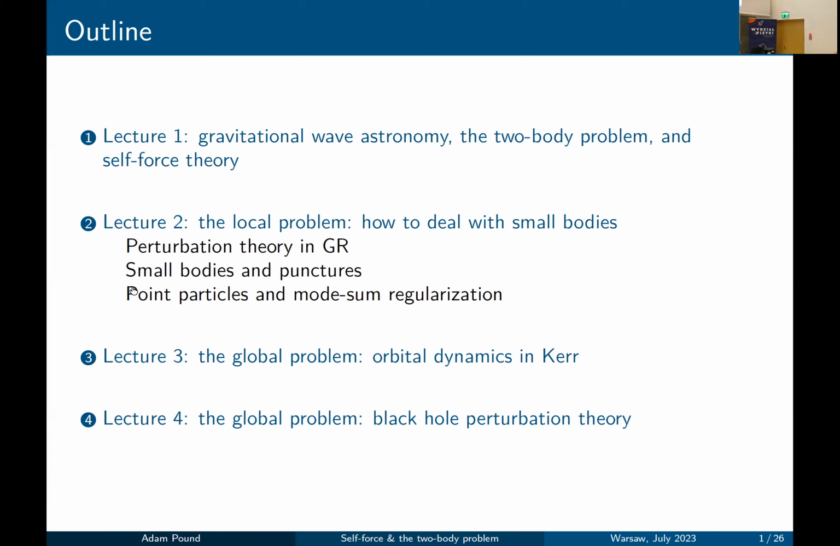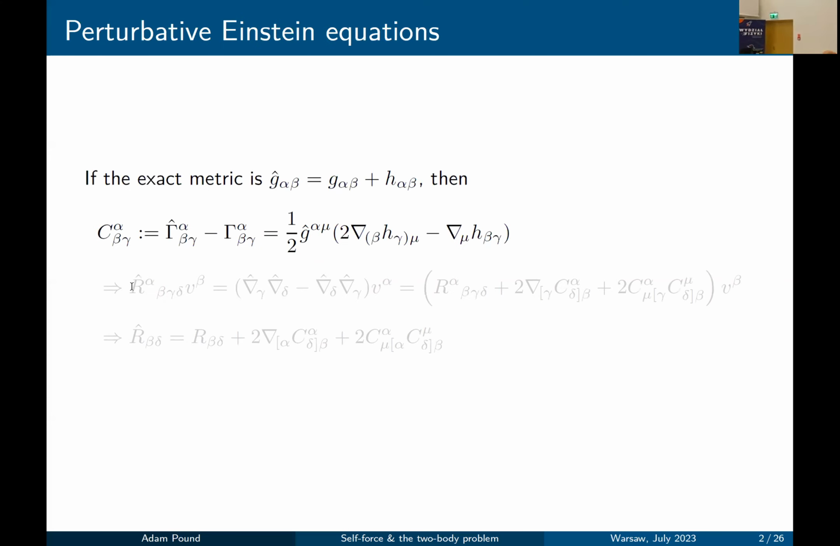Okay, so let's start with just perturbation theory in GR. The first thing we need to do is derive what the Einstein equation looks like when you perturb around some background. So I'm going to write the exact metric and associated quantities with a hat. So g-hat is the exact metric of the full spacetime. For almost everything I'm going to say in this lecture for the rest of the morning, I'm not just focusing on a binary system. I'm not focusing on an EMRI. I have a small body in some spacetime. I don't care what it is.